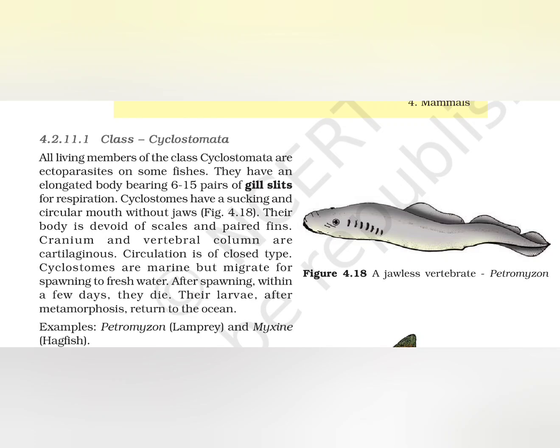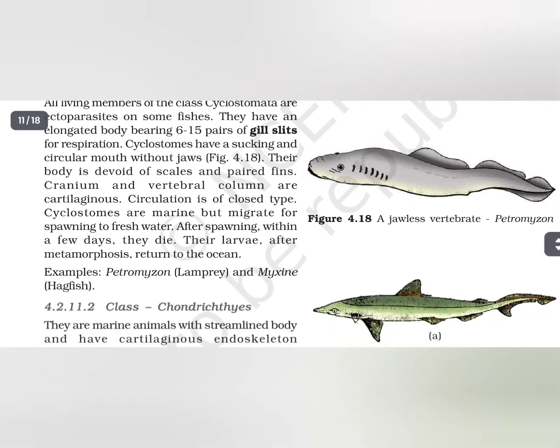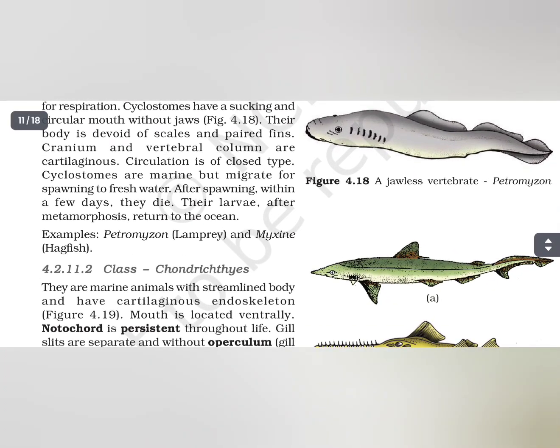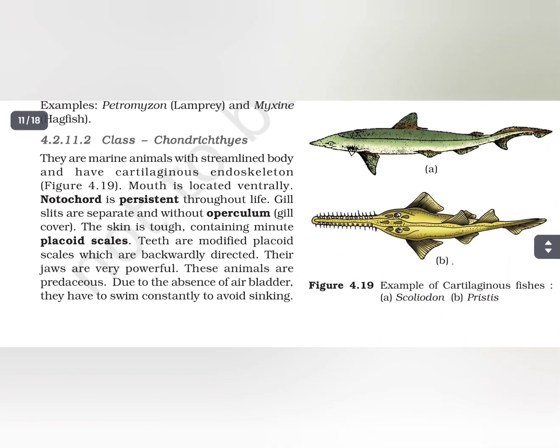Circulation is of closed type. Cyclostomes are marine but migrate for spawning to freshwater. After spawning within a few days, they die. Their larvae, after metamorphosis, return to the ocean. Examples: Petromyzon, lamprey; Myxine, hagfish. Class Chondrichthyes. They are marine animals with streamlined body and have cartilaginous endoskeleton.